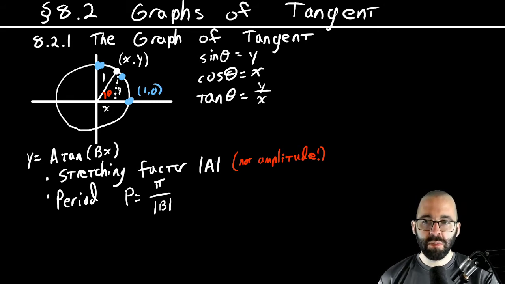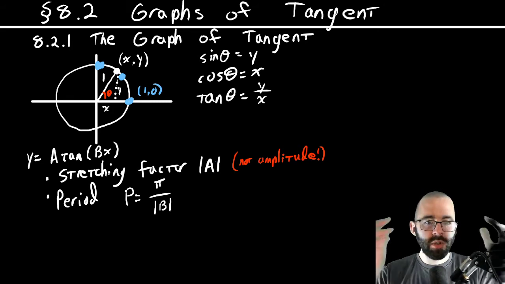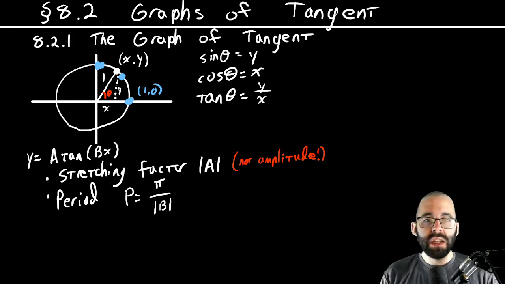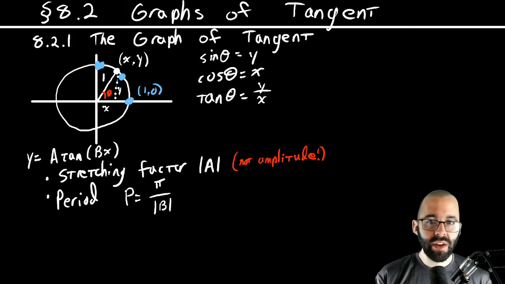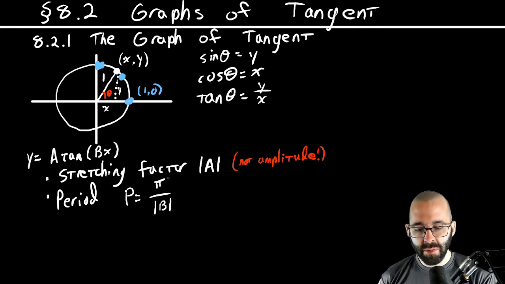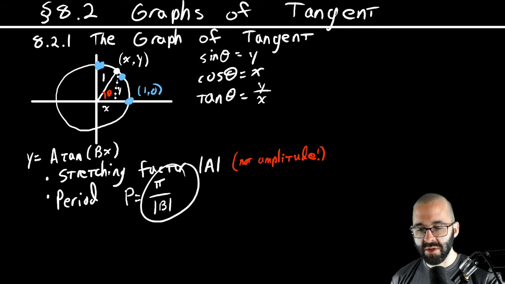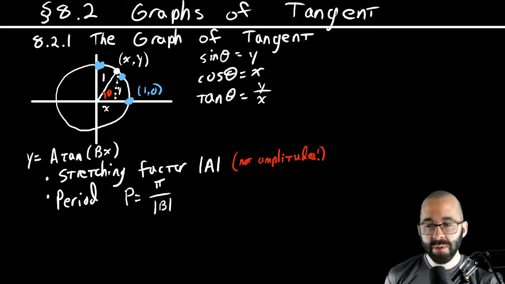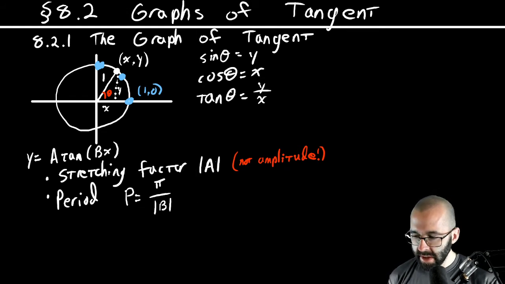Okay? Because b is just a compression or a stretching horizontally. B just means how much faster do we go? So if b is 2, we go twice as fast. So the period used to be pi, and then we're going twice as fast, so now it's pi over 2 in that little example. Okay?